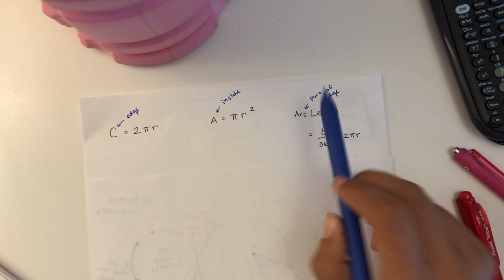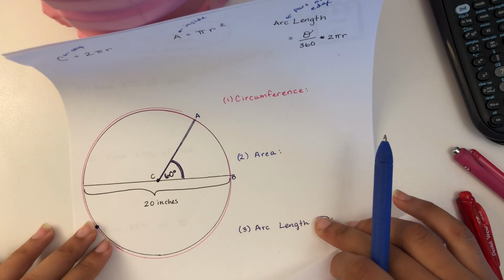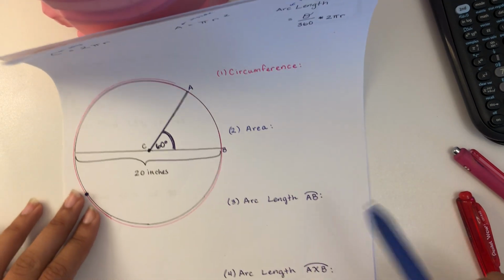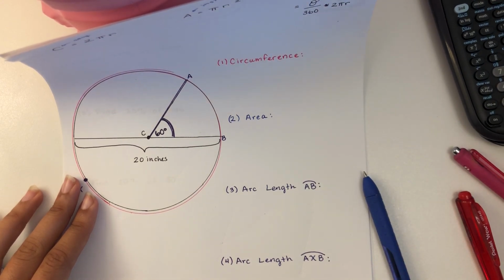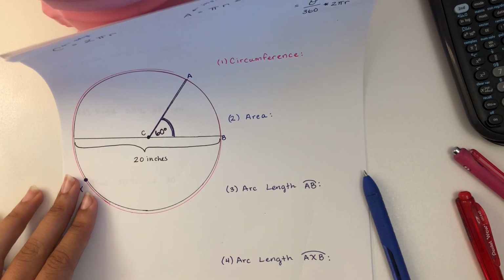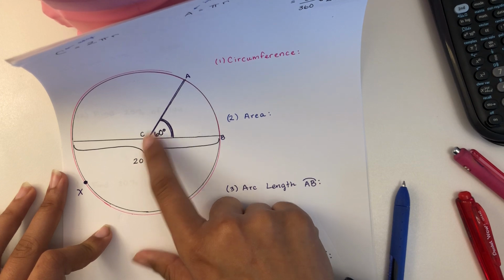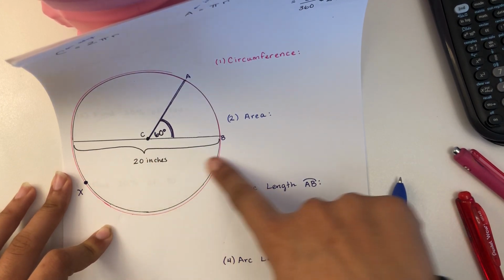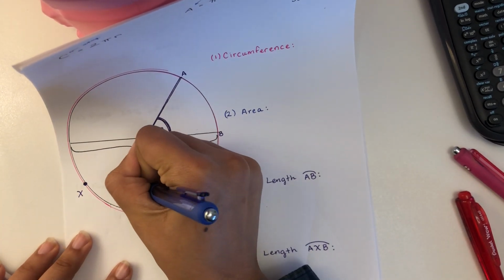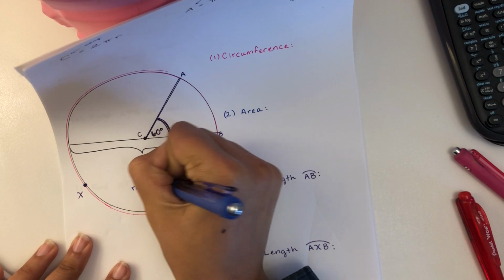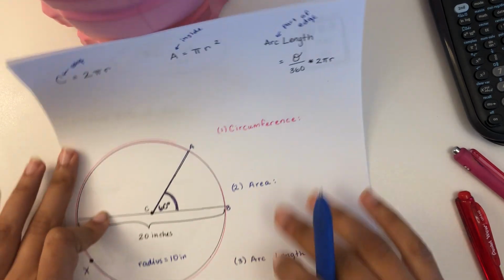All right, you're going to now copy down this circle, and we are going to solve these 4 problems, but you need to start off by copying down the circle. So you can pause it if you need to. All right, so this is a circle that has A, X, B on it, right? There's point C in the middle for center. There's a 60-degree angle. Now there's this 20 inches. This 20 inches is the diameter, which means in this problem, our radius is just 10 inches.